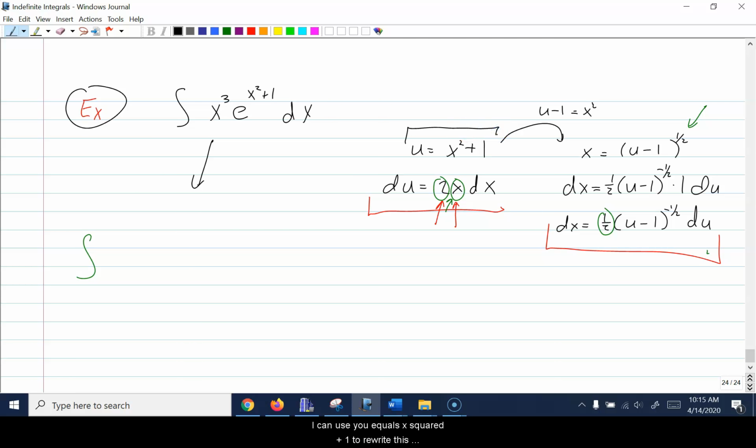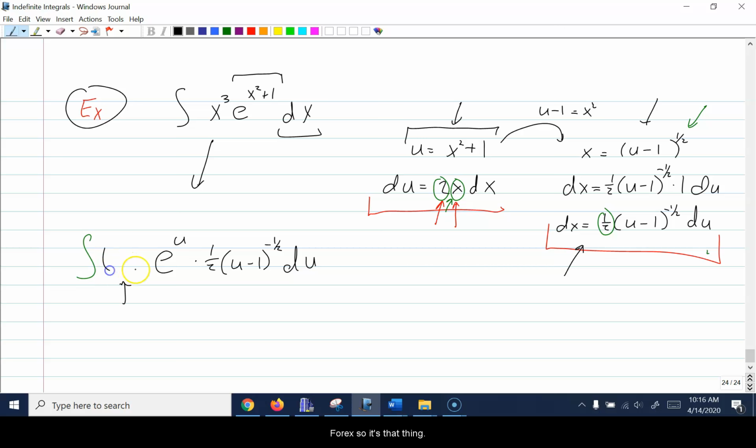I can use u equals x squared plus 1 to rewrite this thing as e to the u. And then I can use this half to say, here's my dx formula. I'll put that in for dx: 1/2 u minus 1 to the negative 1/2 du. And then what is this x cubed? It's not really obvious how to write an x cubed from here. I can just plug that thing in for x. So it's that thing cubed. U minus 1 to the 1/2. When I cube that, I get a power of 3/2.